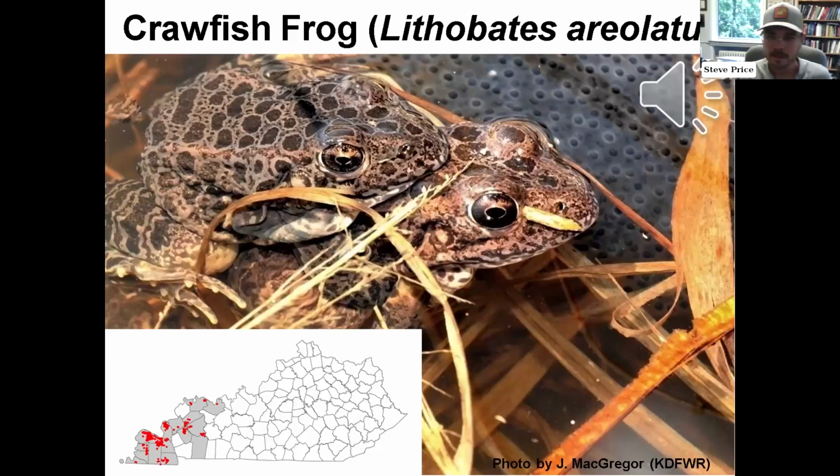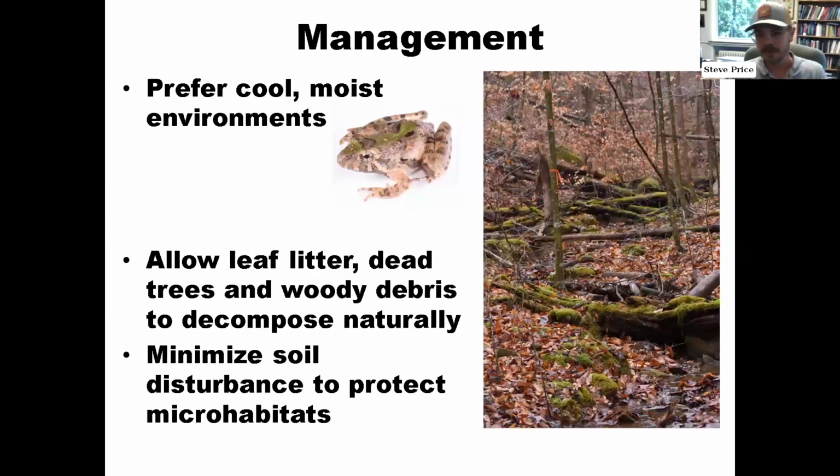Really neat frog, really special frog here in Kentucky. So when we think about managing for amphibians, before I get talking about some reptiles, some things are really important. You have to keep in mind that amphibians prefer cool, moist environments. So disturbances to forests or other areas where there's moisture, usually amphibians don't do well with that. So if you want to think about managing for these animals, allowing leaf litter, dead trees, woody debris to kind of naturally compose on the forest floor all promotes this cool, moist environment which these animals can live in.